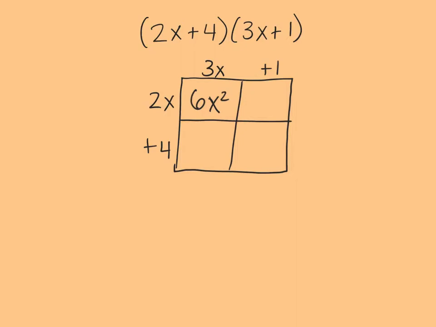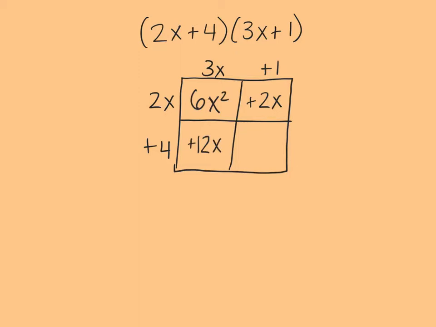Next, we have 2x times 1, so that means I have one group of 2x, so I just have a positive 2x. Then down here, we have a positive 4 times a 3x. So I'll multiply the numbers. Positive 4 times positive 3 is positive 12. And then there's no x's to combine besides just this 1x. So I just have the 1x to add in there. So it's a total of positive 12 x's.